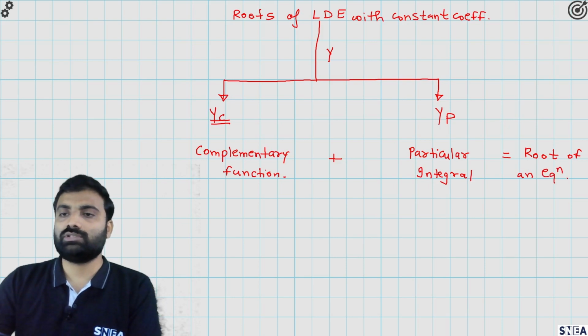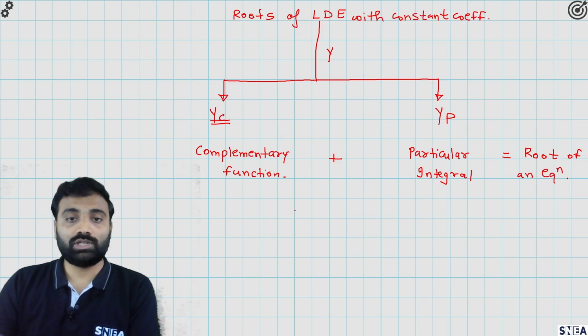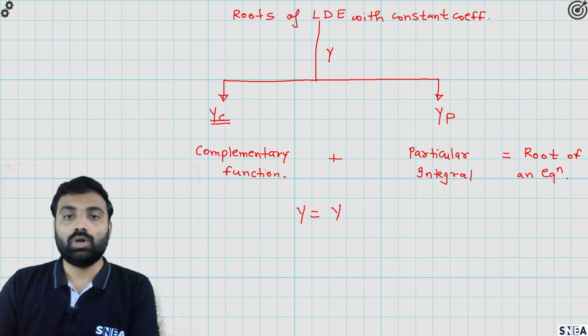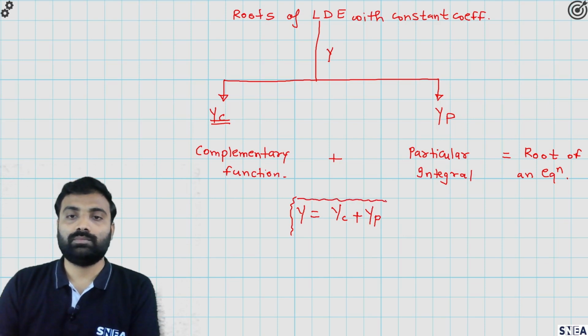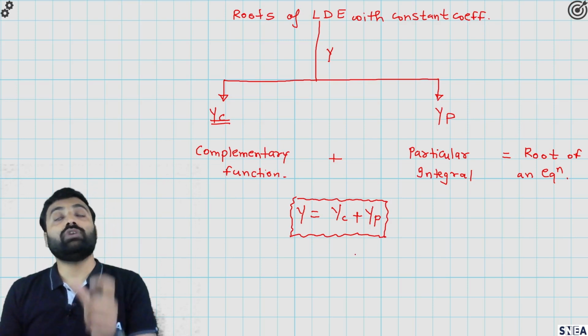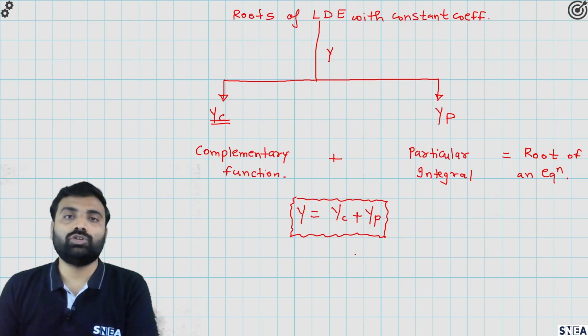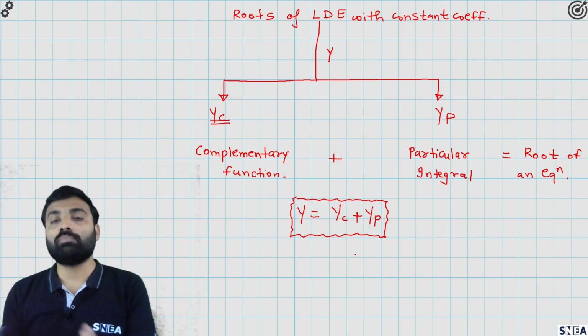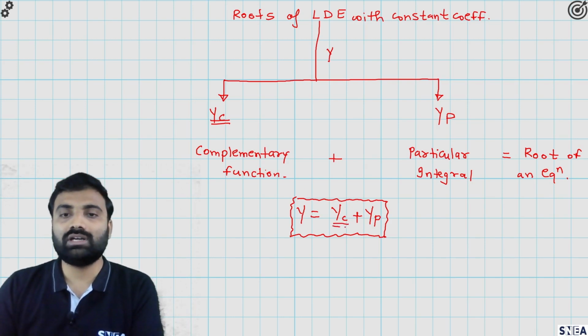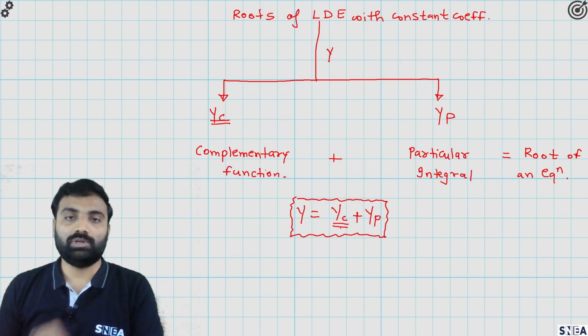Okay, so I'll just write it down like this. So simple logic क्या है स्टूडेंट? सिंपल लॉजिक इतना आप याद रखो that y equals yc plus yp. This is the first condition that we have to see here. y equals yc plus yp. Done? Are you getting this point? I hope that you have pen and notebook in your hand and you are writing this down very properly. Okay, so in the next slide, we will talk in detail about how to find the complementary function.